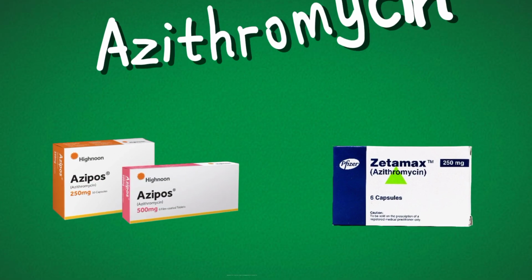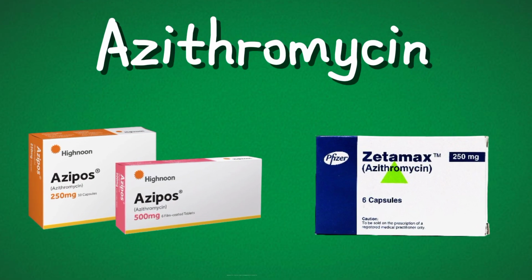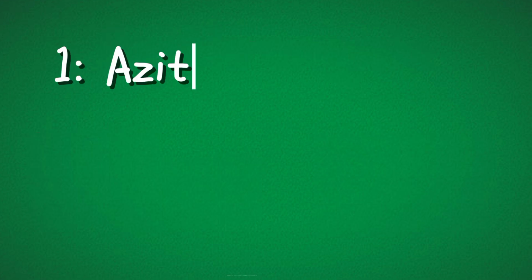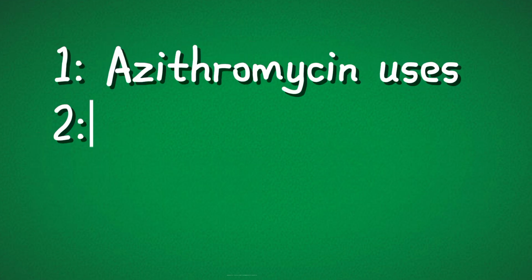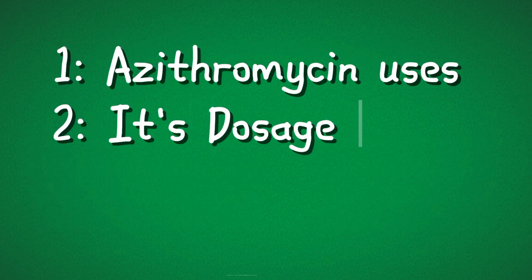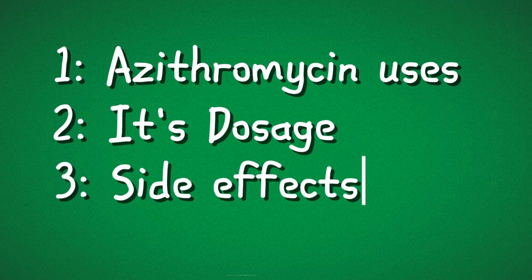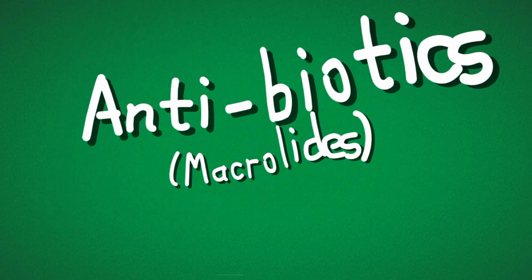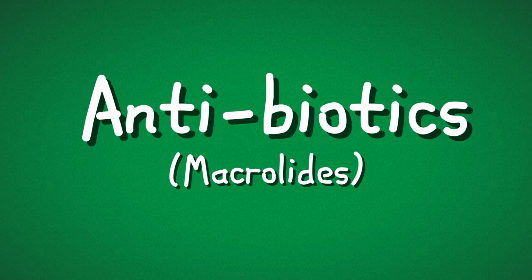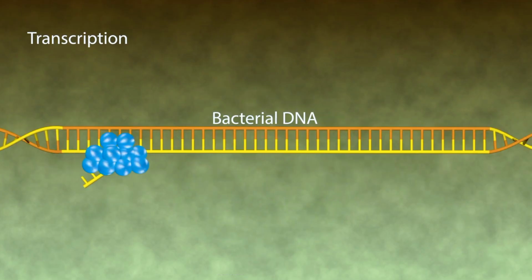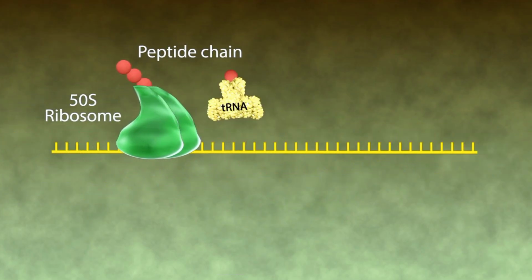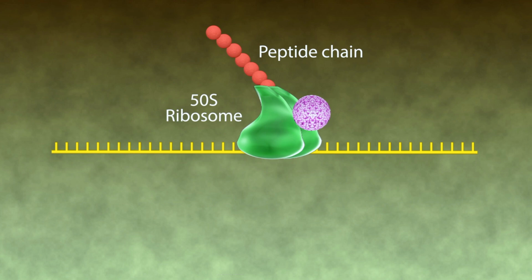Today we're diving into the world of Azithromycin. In this video, we'll dive into everything you need to understand about azithromycin, its uses, dosage, and potential side effects. Azithromycin belongs to a class of antibiotics known as macrolides. It works by inhibiting the growth of bacteria, making it effective against a wide range of bacterial infections.